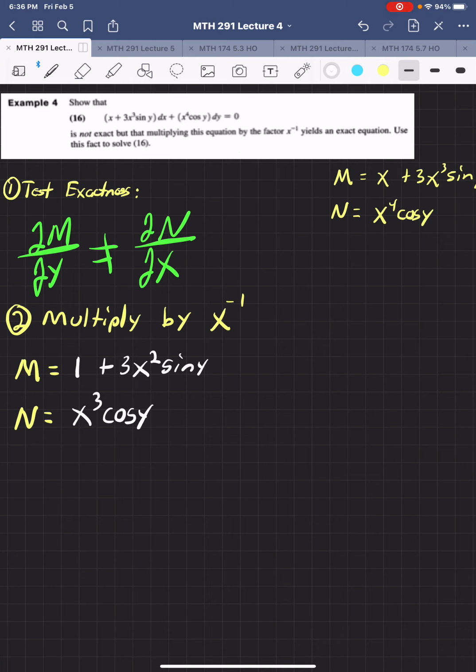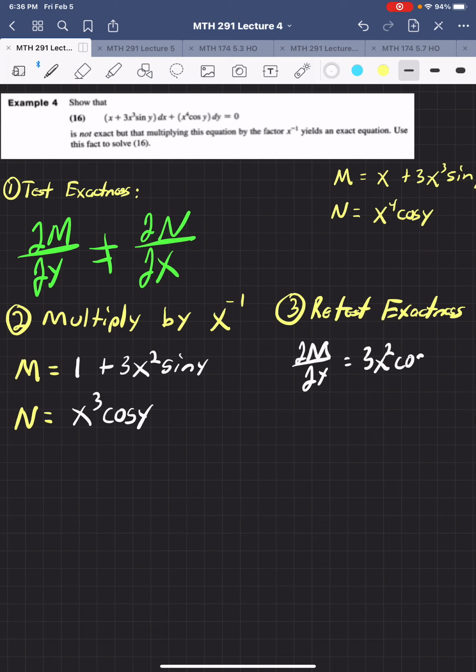Okay, so now if we retest for exactness, what you would find, if you were to go through and retest this, is that the partial of M with respect to y is equal to 3x squared cosine of y, which is equal to the partial of N with respect to x. So let's pause for just a second, because the rest of this is just things that we've already seen.